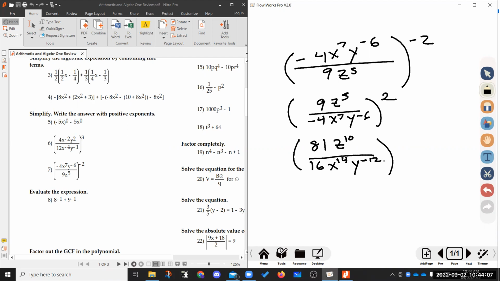Now I want to write everything with only positive exponents. So I've got to take this y to the other side. It's going to be 81 y to the 12th, z to the 10th. I write my variables in alphabetical order, 16x to the 14th.